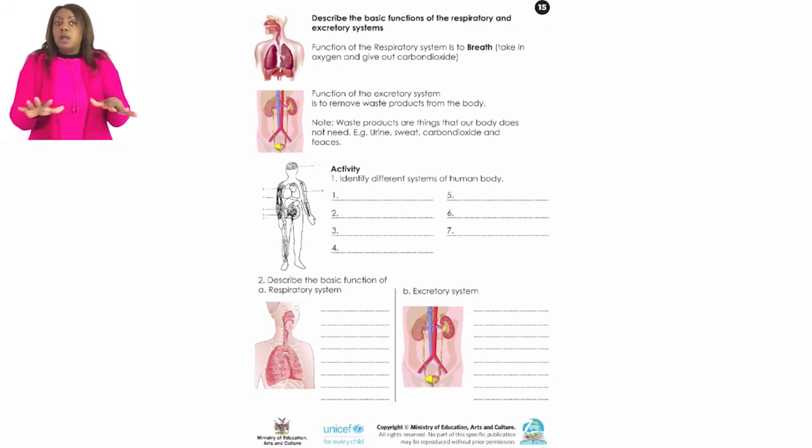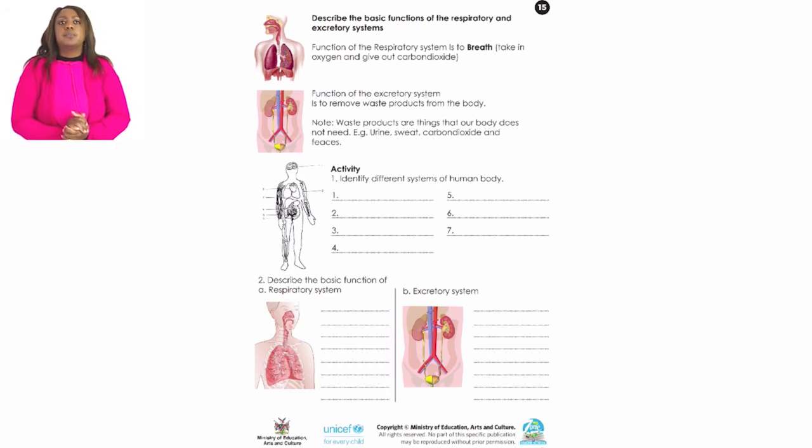The second picture is the function of the excretory system, which is to remove waste products from the body. Take note that the waste products are the things that our body does not need, such as urine when you go pee at the toilet, the sweat when you do some exercises, the carbon dioxide that you breathe out, and then the feces when you go to the toilet. Those are the waste products that our body does not need.